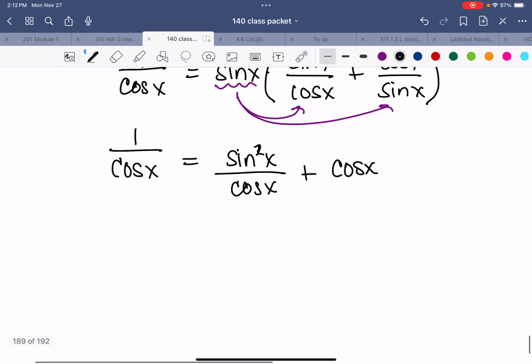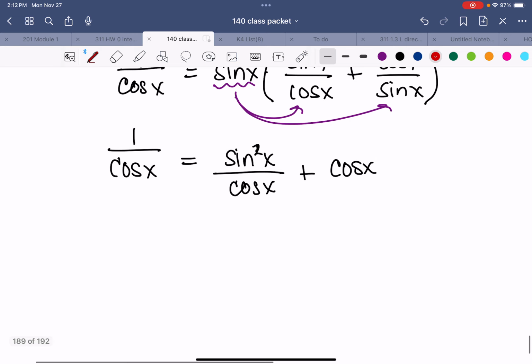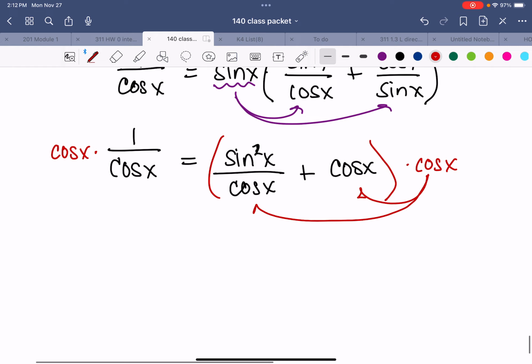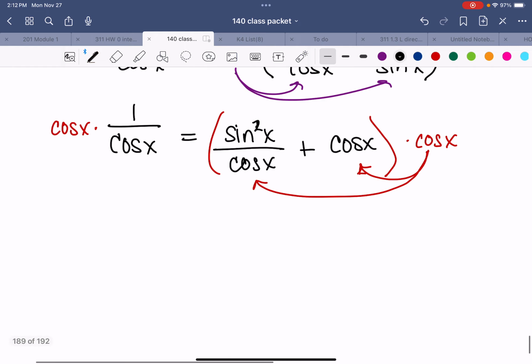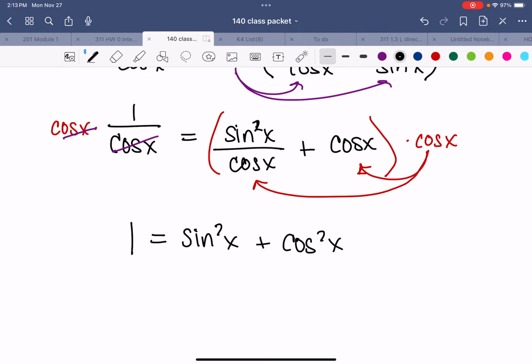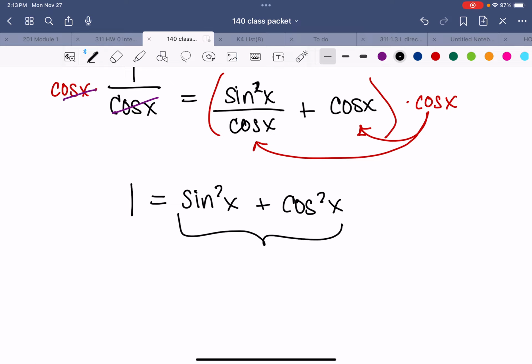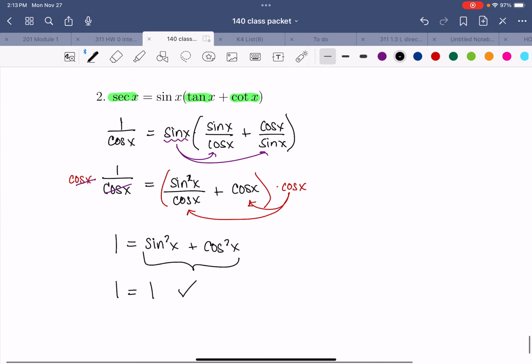So I distributed. Now I've got fractions, so now I want to clear my fractions. So I'm going to multiply both sides by the denominator, which is cosine x. Be aware that on the right I have two terms, so we're going to be distributing here. So on the left, they cancel, and I'm left with just 1. And on the right, when I distribute it to the sine squared over cosine, the cosines cancel, and I get sine squared. And cosine times cosine is cosine squared. And there's your identity again. So this right-hand side is equal to 1. And it's equal. Okay. So there's another version of verifying our identities.